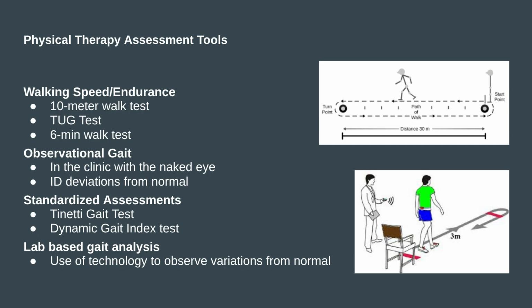Observational gait analysis allows us to identify deviations. Standardized assessments like the Tinetti and the Dynamic Gait Index add reliability and validity. Lab-based gait analysis provides detailed data but is not always clinically accessible.